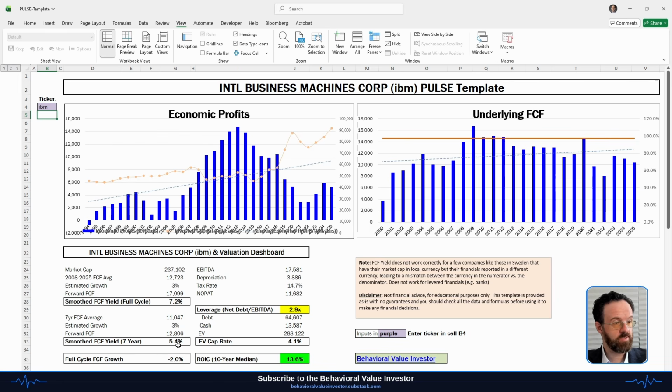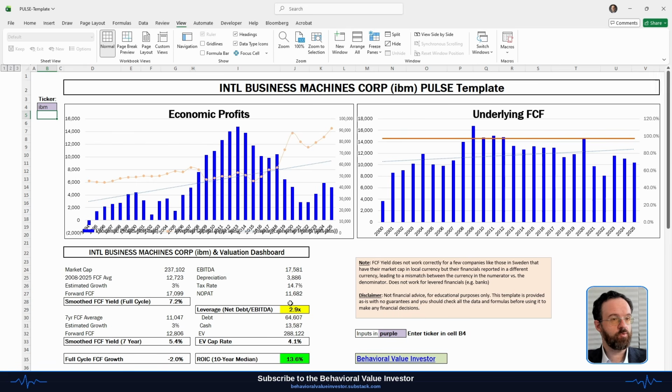Now, the smooth free cash flow yield is kind of not great, right? So you have a 7-year free cash flow yield of about 5%, 5.5% here. And that's not really that amazing for a company that has had free cash flow that's been flat to down. If we look at the EV cap rate, 4% is not particularly attractive, right? So I would say this is a company that's good. It's not growing, but maybe not as good as it was one day in the past. And the price is not that interesting. So again, I would put this in the category of decent to good company, not particularly interesting price.